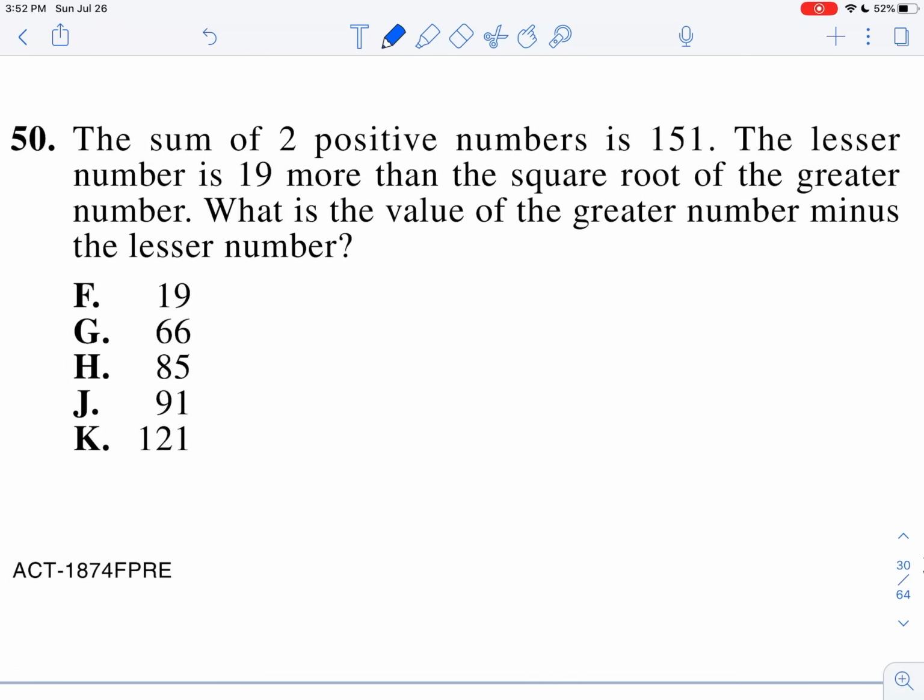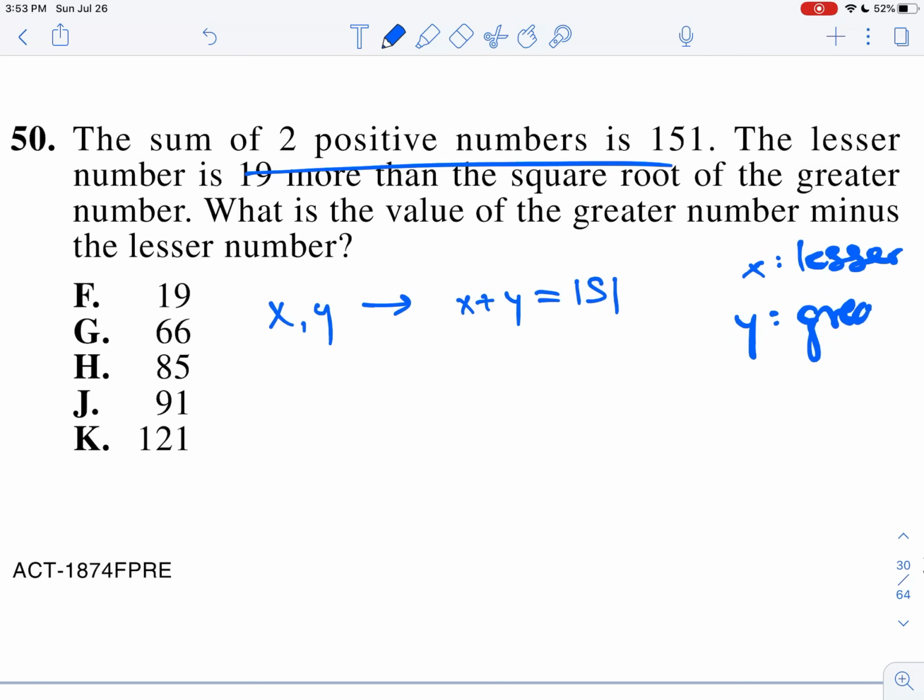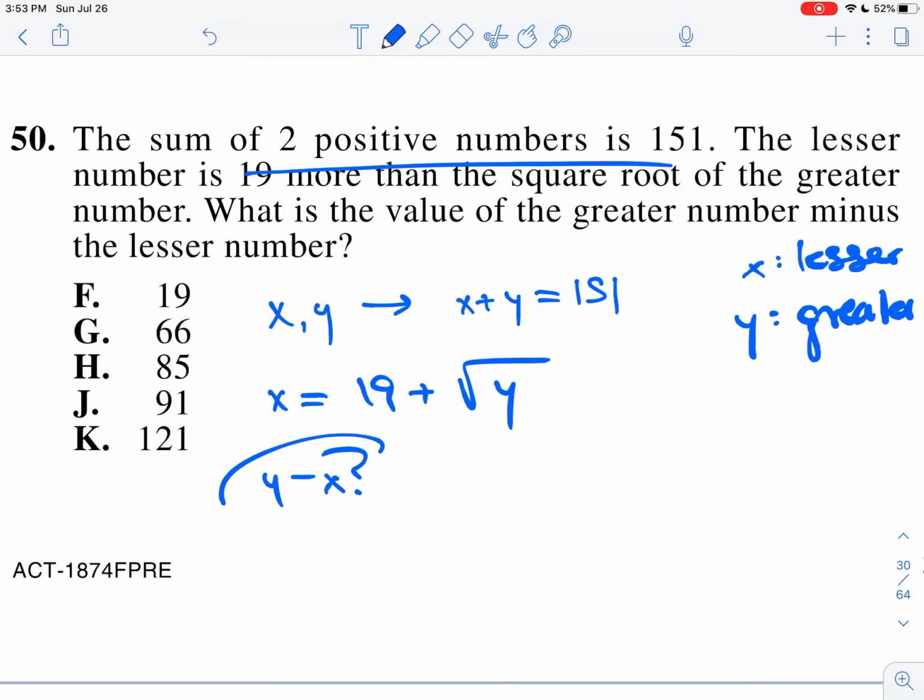Okay, let's just make up 2 positive numbers, x and y. And we know that x plus y equals 151. That's what it says, right? The sum of them is 151. The lesser number, let's just say x is lesser, y is greater. The lesser number is 19 more than the square root of the greater number. What is the value of the greater number minus the lesser? All right, obviously you just need to find x and y.